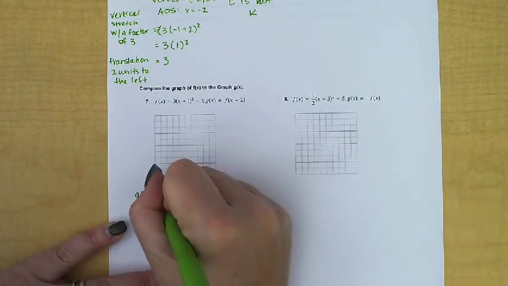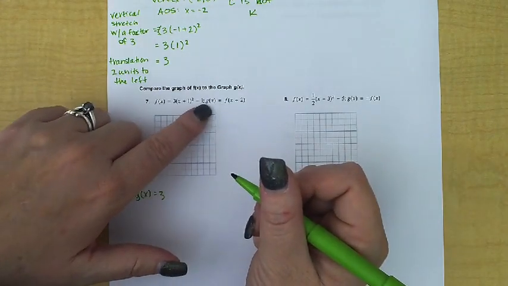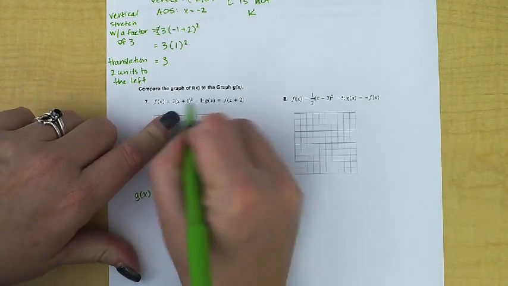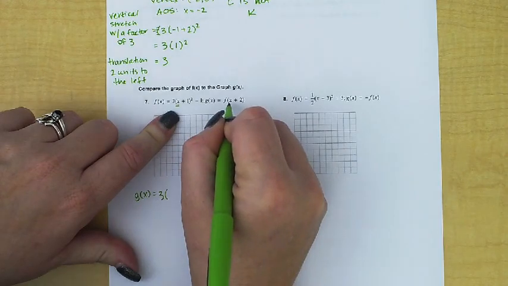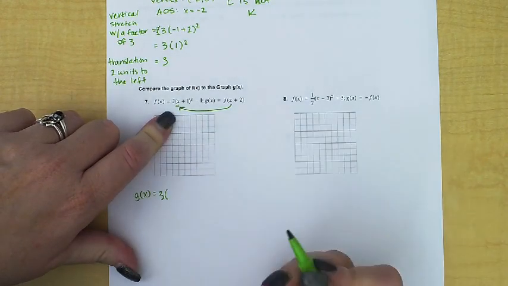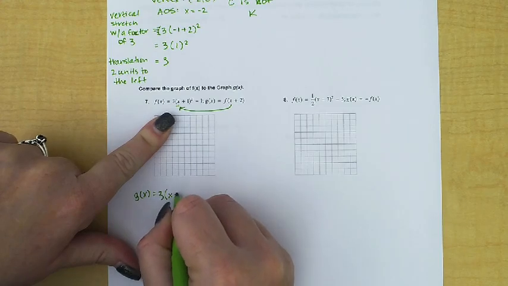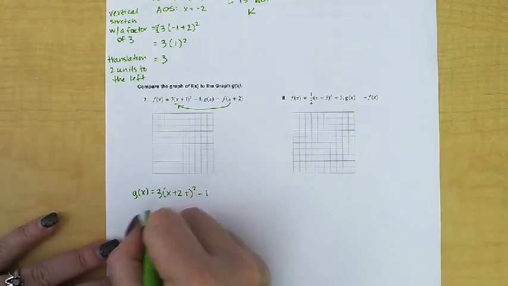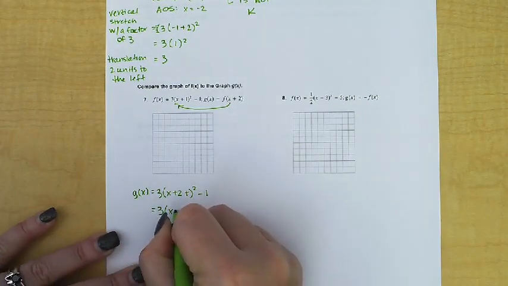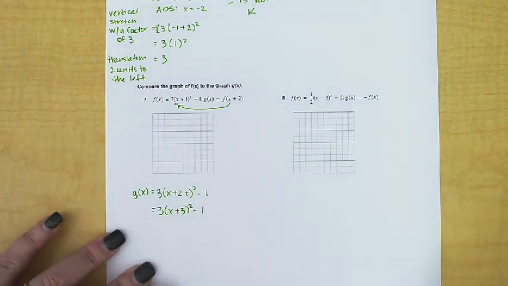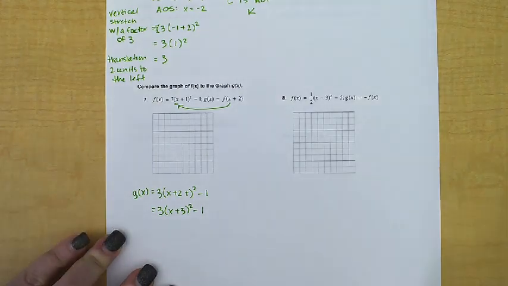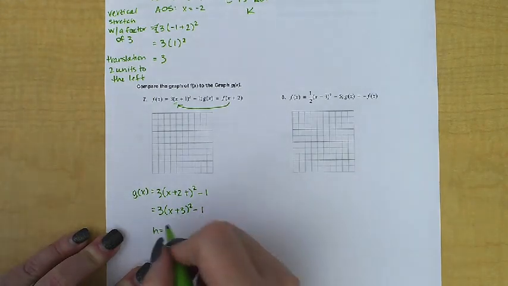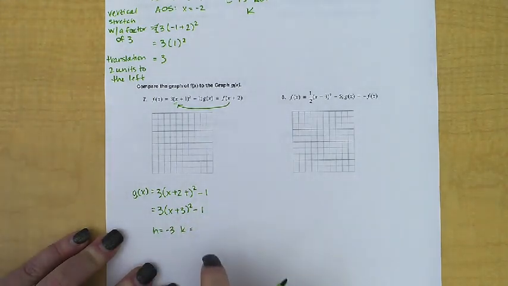G of x is going to equal 3. And so if g of x, we're just taking x plus 2. So we're just plugging in where this x right here needs to become this right here. So we're just plugging that in right there. So 3 times (x plus 2, and then we have plus 1) squared minus 1. Combine some like terms, and we get 3 times (x plus 3) squared minus 1. Now we can go ahead and find that vertex, because we have h equals -3 and k equals -1.